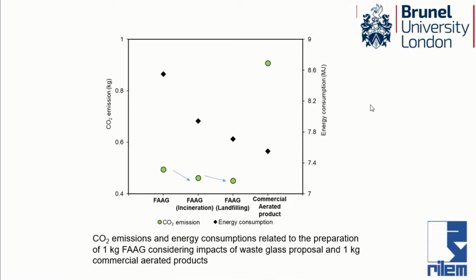Here is the environmental assessment of FAAG. In terms of carbon dioxide emission, you can see FAAG is 45% lower than the commercial products from the database. It's mainly because of the PC in the manufacturing of the commercial products. And we all know that the production of PC will release a large amount of greenhouse gases. We can also see if we can avoid incineration and landfilling to deal with the waste glass, the environmental impact can be further reduced. In this case, the carbon dioxide emission and the energy consumption were both reduced.